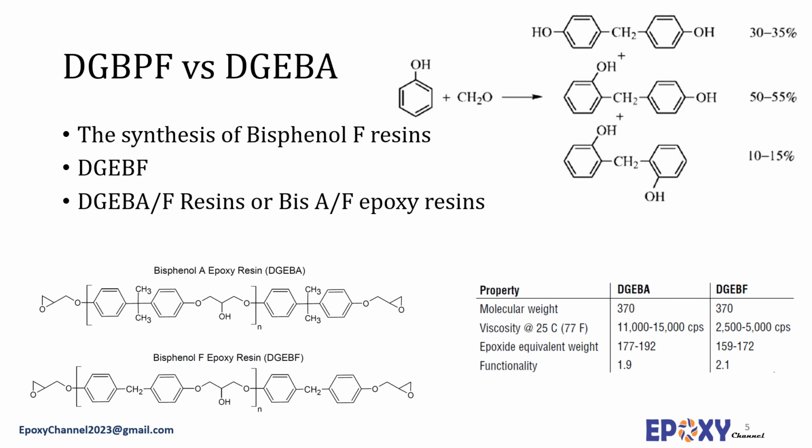Second, relative to bisphenol A resins, bisphenol F resins have lower viscosity. Lower viscosity means fewer additives and diluents are needed to enhance application properties. Additives and diluents diminish the cross-linking density, which in turn lowers the chemical resistance of the epoxy systems. The differences between diglycidyl ether bisphenol A and diglycidyl ether bisphenol F resins have been shown in this figure.